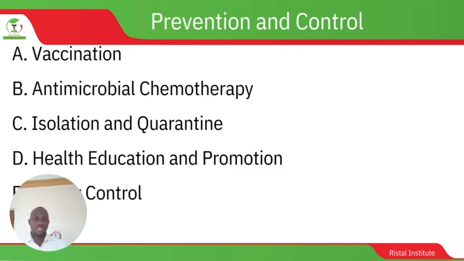So the interventions that we can do include vaccination. Also, we have antimicrobial chemotherapy, which is basically using antibiotics, antiviral medication, and all the rest. Isolation and quarantine also help, for example, in COVID-19, certain contagious conditions, some types of meningitis, or even measles. Isolation and quarantine are very important. And then we talk about health education and promotion, and also controlling vectors, such as controlling mosquitoes through insecticides, through sleeping under mosquito nets, or even using biological means to control this.